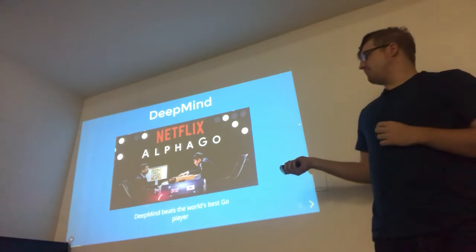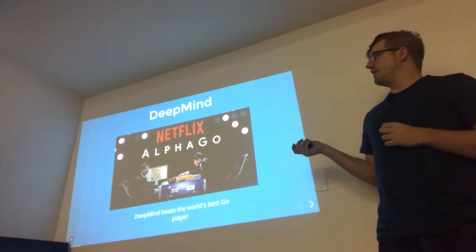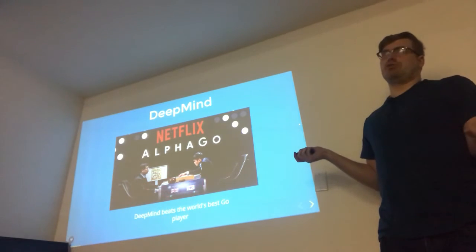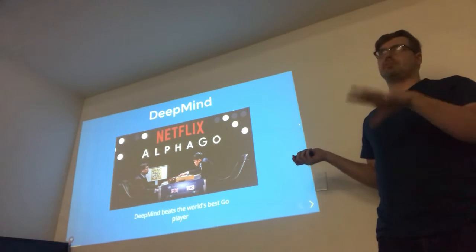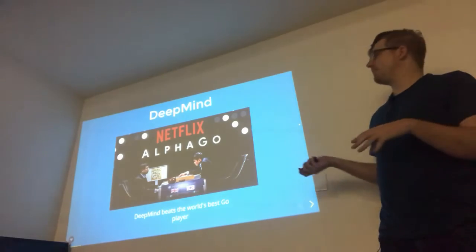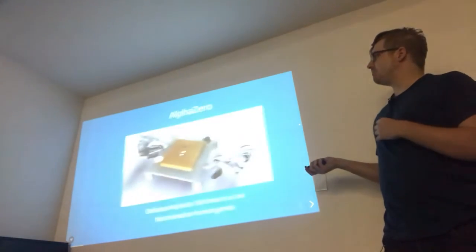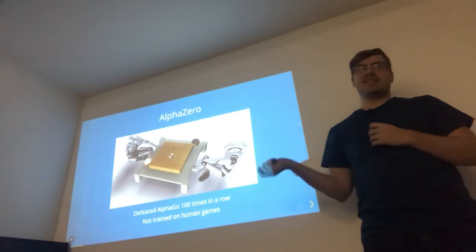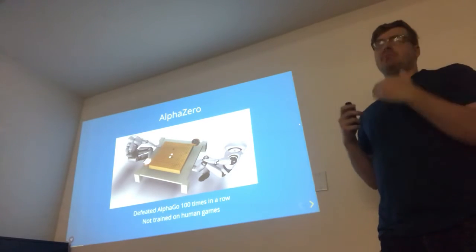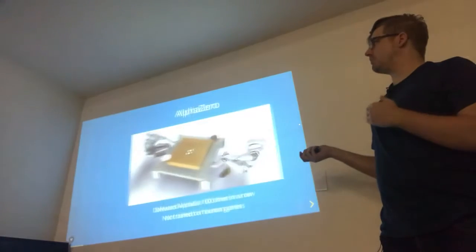So what DeepMind, this company, did is they programmed thousands of real human games of Go into a computer. And the computer learned from those games, and it beat the world's best Go player. So that was a pretty big breakthrough, but the next thing was even cooler. This is AlphaZero, which was by the same company. This one was called AlphaGo. This one is called AlphaZero.